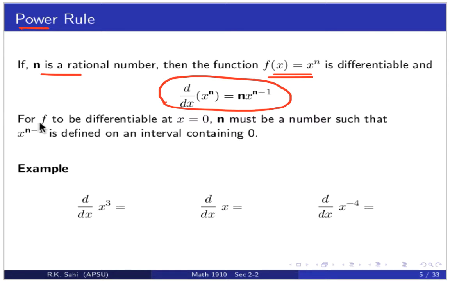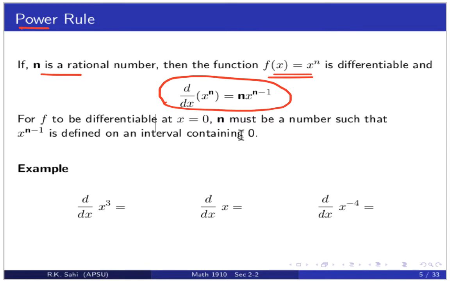If f is differentiable at x equal to 0, then n must be a number such that x to the power n minus 1 is defined on an interval containing 0, because remember, we cannot have functions with the denominator being 0. Just keep that in the back of your mind, that's why this line has been written. But at this point, the most important thing for us is to remember the power rule.